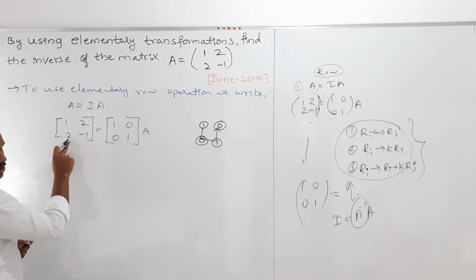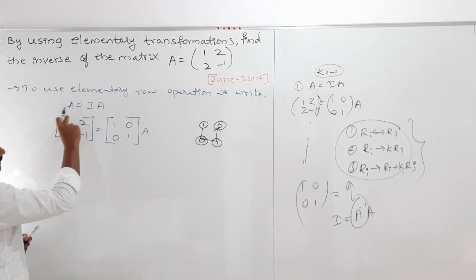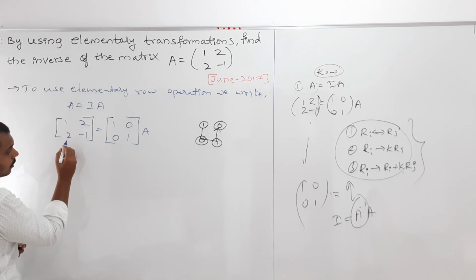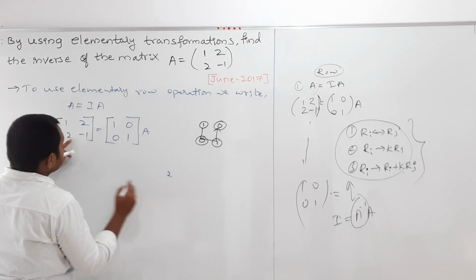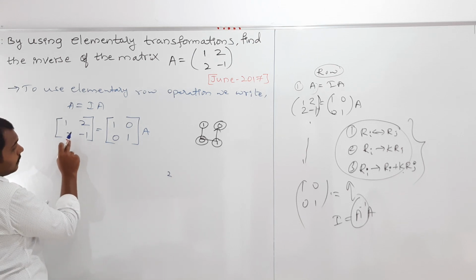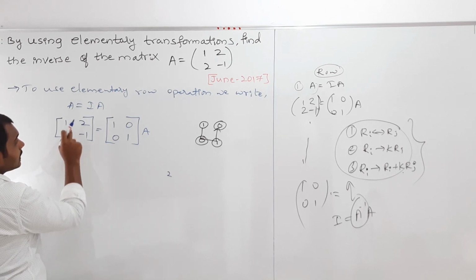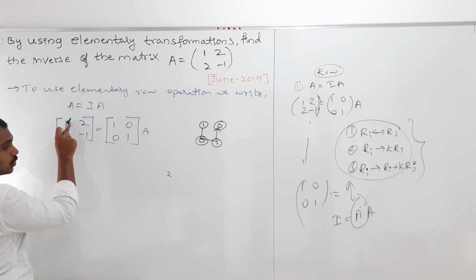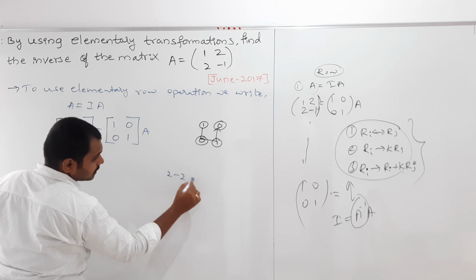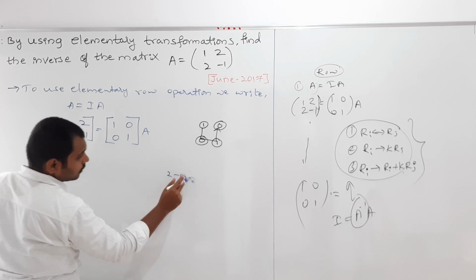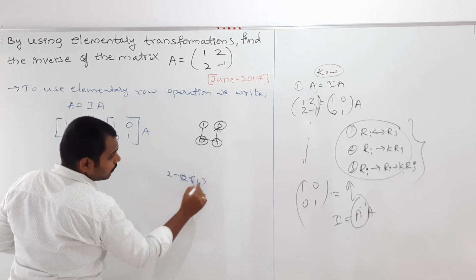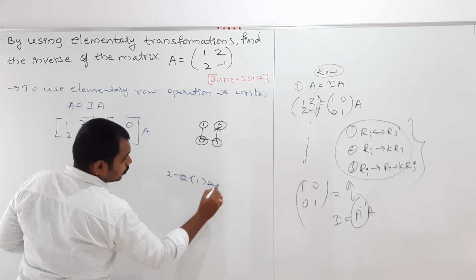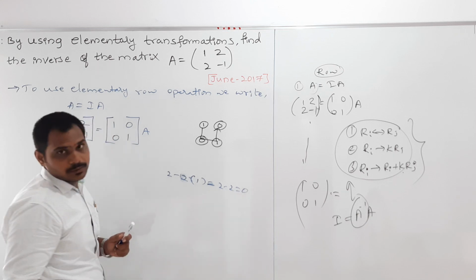To make this 0, what should I do? I can use row 1. This is row 2, this is row 1. Here it is 2. Clear? Now to make this element 0, what should I do? Row 1 is already there. If I multiply it by 2 and subtract, here it is minus 2, or rather 2 into the row 1 element 1, I will get 2 minus 2 equals 0.